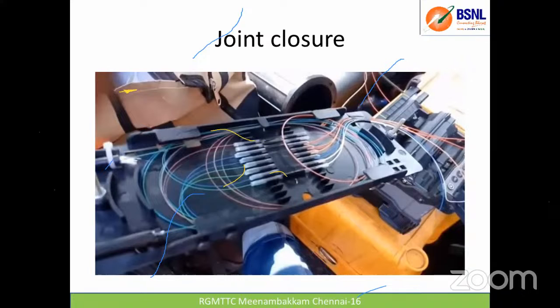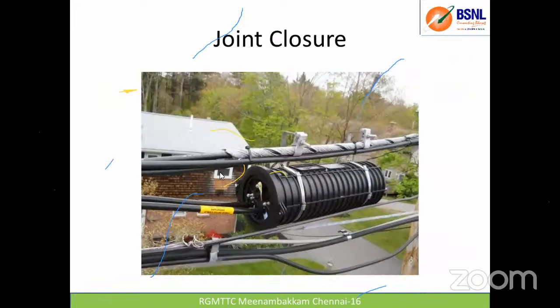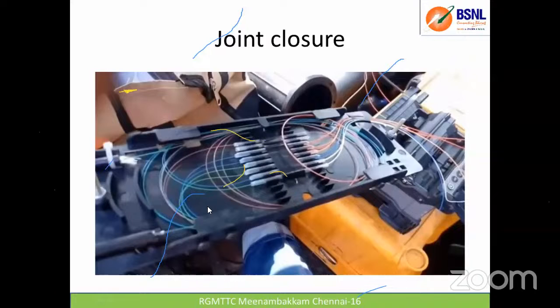So whenever they splice a fiber, they usually place it in a joint closure. This is the joint closure box. Inside this closure box, we have an arrangement like this. These are the spliced fiber cables. This one we used to call a splicing tray. They will arrange the spliced cables in the splicing tray.